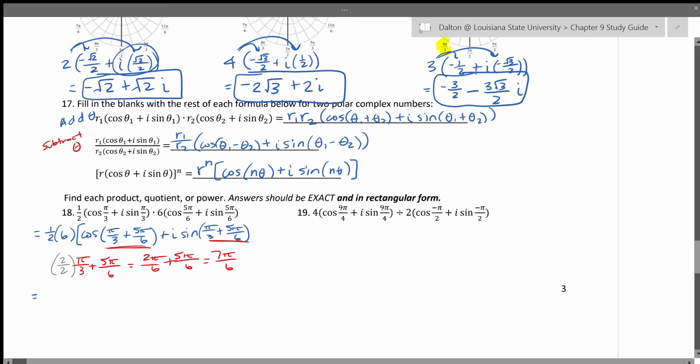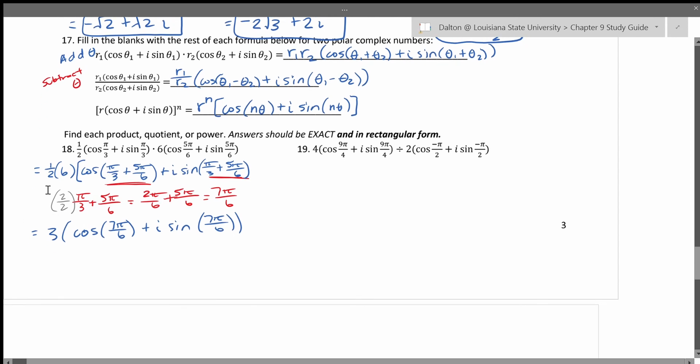Okay, so now let me continue. 1/2 of 6 is 3 times the cosine of 7 pi over 6 plus I times the sine of 7 pi over 6. And you'll notice I'm kind of switching back and forth between brackets and parentheses. There's really no right or wrong answer in using those.